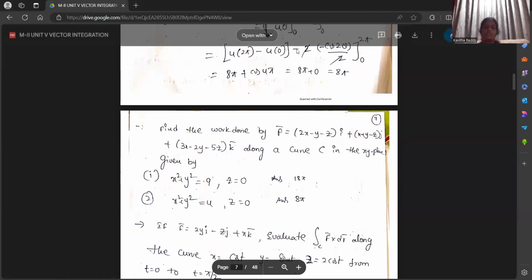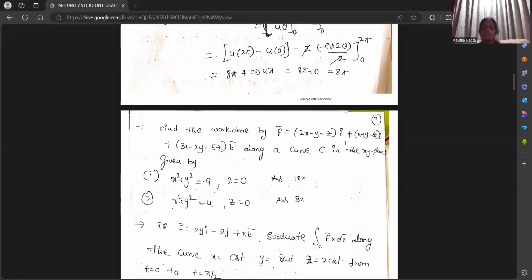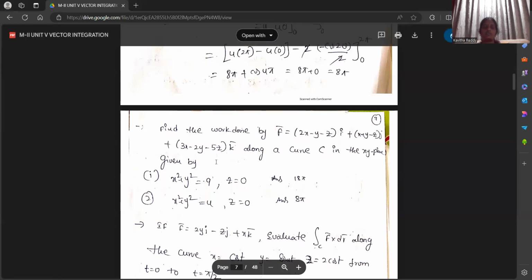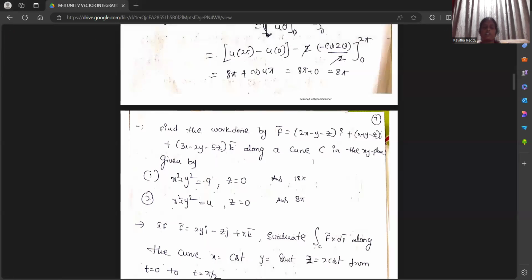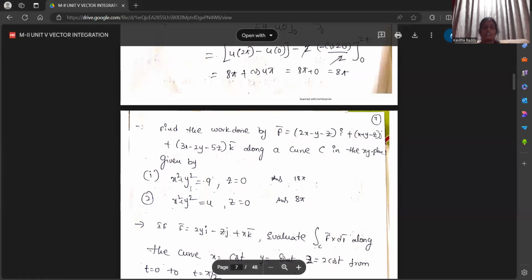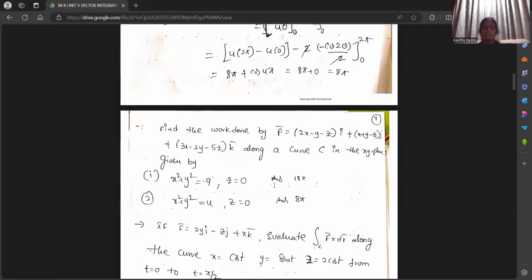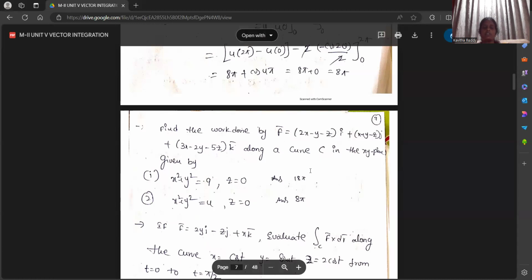Same problem is there. Find the work done by f bar equal to (2x minus y minus z) i plus (x plus y minus z) j plus (3x minus 2y minus 5z) k along a curve C in the xy plane given by x square plus y square equal to 9, z equal to 0. The answer for that is 18 pi.